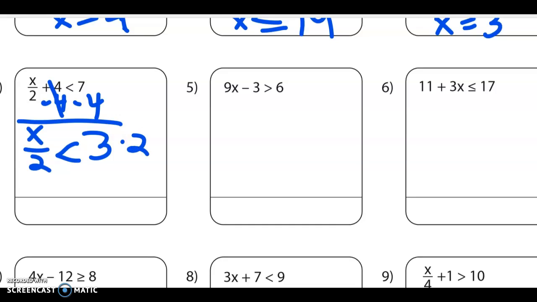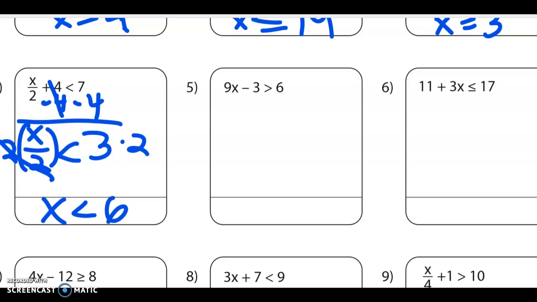So to get x by itself, we have to multiply by 2. Our 2's are going to cancel. We're left with x is less than 6. So we could put in 6. 6 divided by 2 would be 3. 3 plus 4 is 7. Okay? So we need something less than 6.